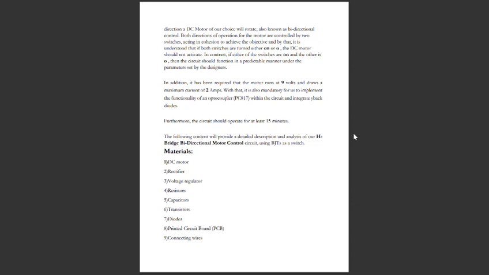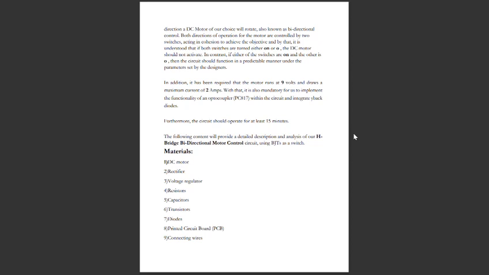It is also mandatory for us to implement the functionality of an optocoupler within the circuit, integrated with the diodes. Basically, an optocoupler provides an isolated path. It has two sides, input and output. On the input side it has an LED, and on the output side it has a photodiode. As current passes through the input side, the LED lights up and the photodiode detects the light and behaves as a conductor. In this way the optocoupler works. In our project, we use this PC817 optocoupler.